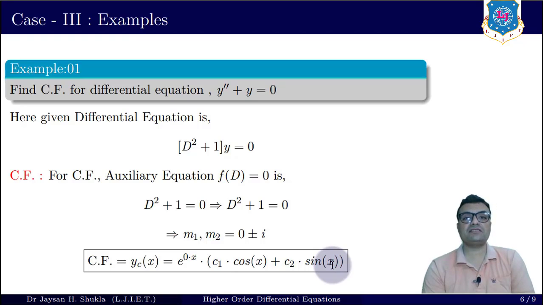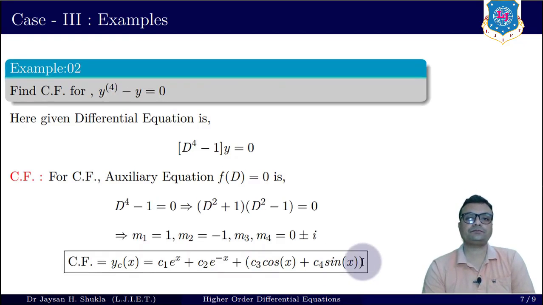This simply means that the real part is always associated with the exponential function, and the imaginary part is always associated with sine and cos. This is how you can find the complementary function for complex non-repeated roots. Let us consider one more example.